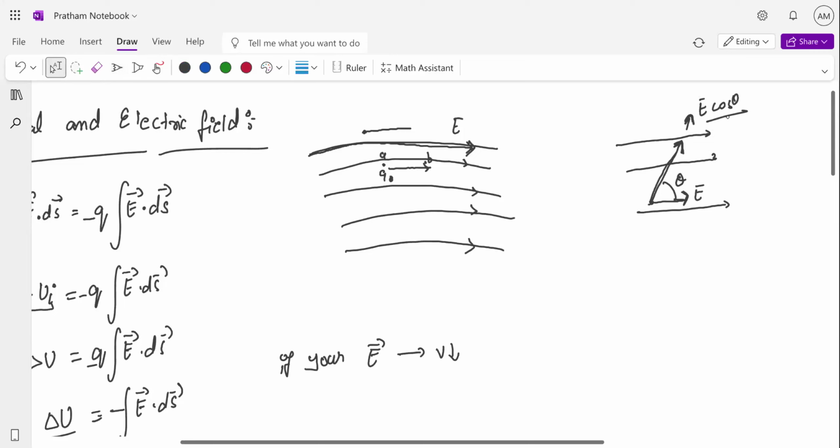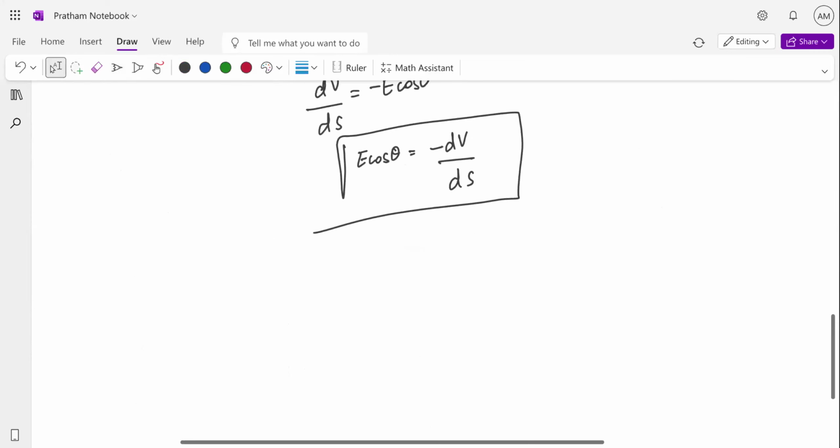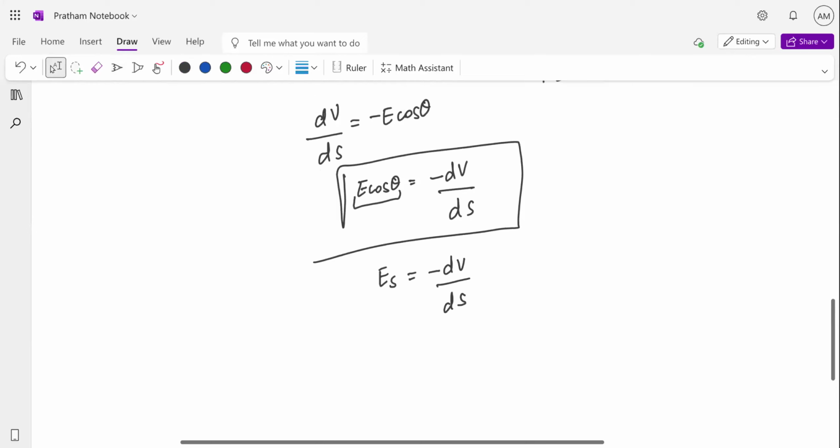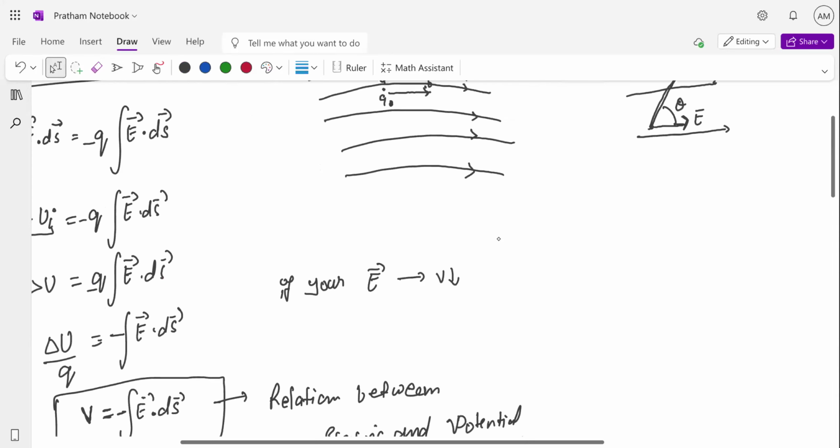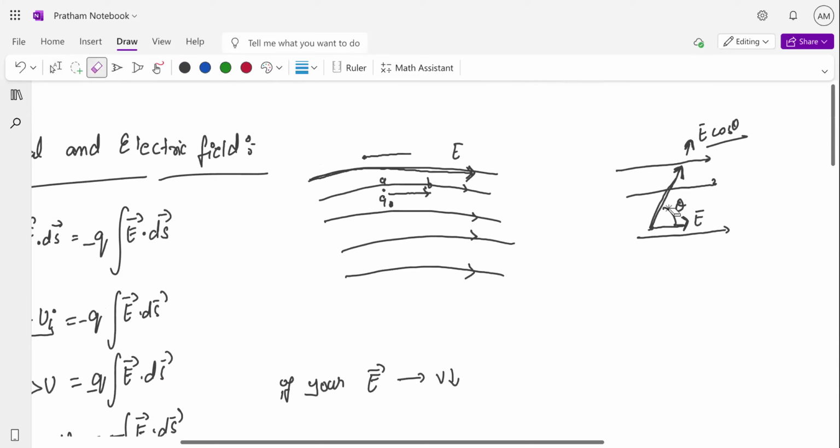Is that clear? So this E cos theta is nothing but the electric field in the direction of displacement. In another sense, if you want to put the net electric field, then you have to remove this part. Now, if you see carefully, what is my net displacement? Only this part is my net displacement, right?